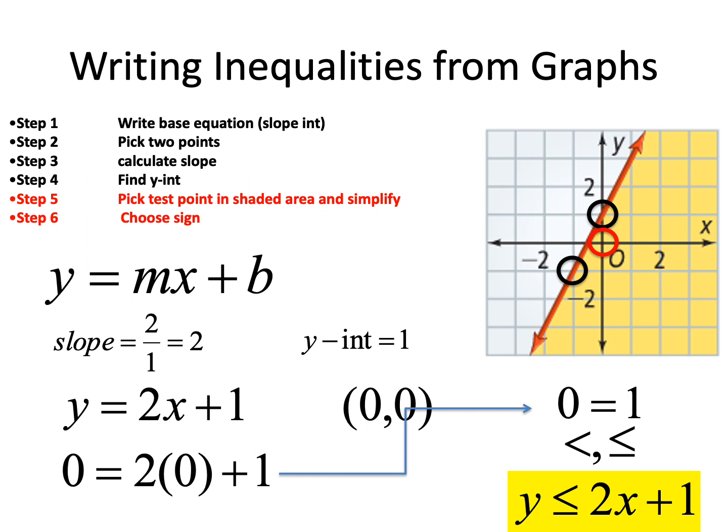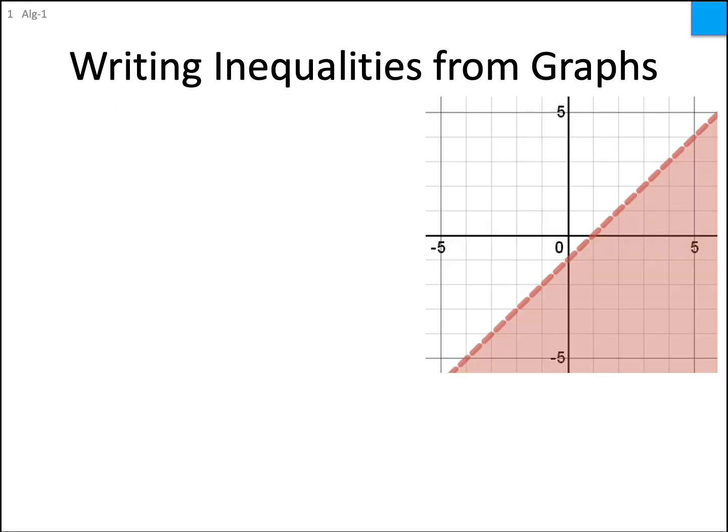By the way, what would have happened if I chose the other side? Let's say I chose negative 1, 1, right? Well, clearly I would have had to make that last statement false. It can be done that way. It's just that it requires way too much thinking. So that's why I always say pick something in the shaded area, and that way you don't have to do that much thinking. All right, let's try one together.